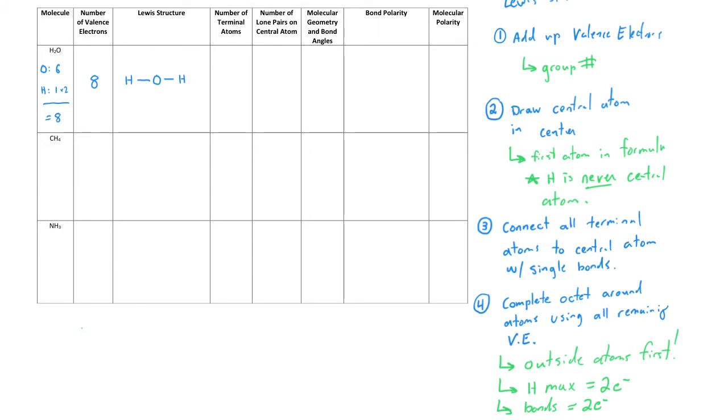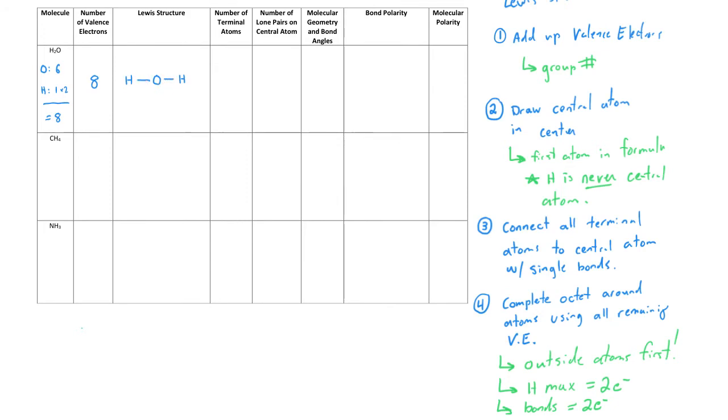So let's do this. Let's complete the octet around each of the atoms in water, working from the outside in, using up all the electrons and thinking about the bonds as being 2 electrons each, with hydrogen having a maximum of 2 electrons. So let's see how many electrons we've already used just by drawing the terminal atoms bonded to the central atom. We have 2 bonds already placed on water. Each one of these bonds is 2 electrons.